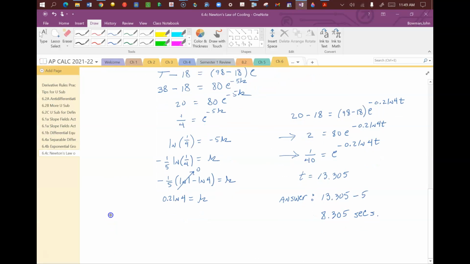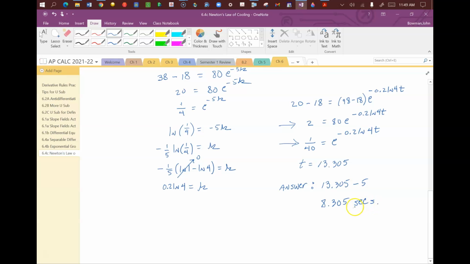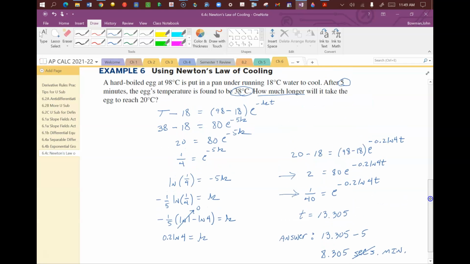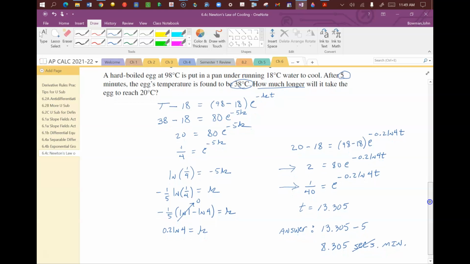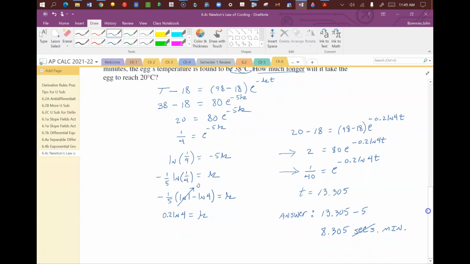As I was checking my answers, I realized that I used the wrong units here, so that would be 8.305 minutes. If they had asked for the units on the AP exam, I would have lost points on that. So pay attention to the units.